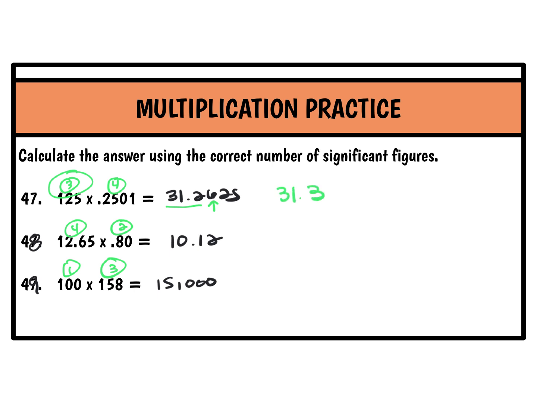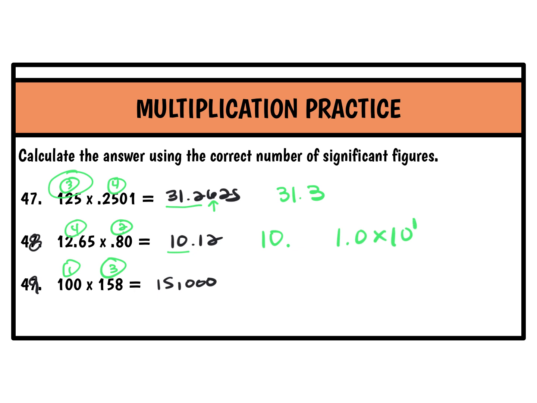Down here, I've got 4 sig figs and 2 sig figs, so I can only keep 2 sig figs here. This one's a little tricky, because if you just wrote 10, that's only going to have 1 sig fig. So you have a couple of options here. Remember, you can put that decimal there, and that would give you 2 sig figs, because the decimal indicates that the 1 was your estimated digit. Or you could write it like this in scientific notation, and then this would also give you 2 sig figs.